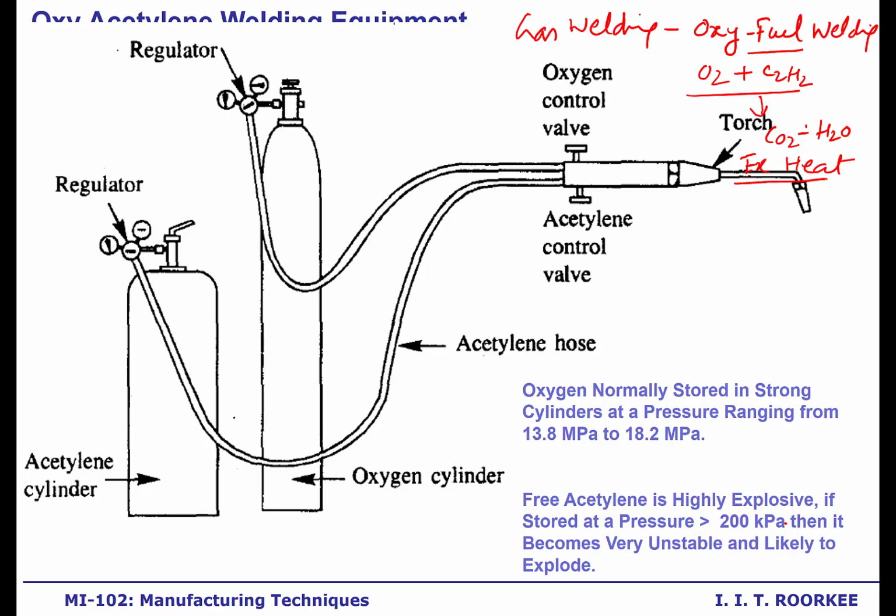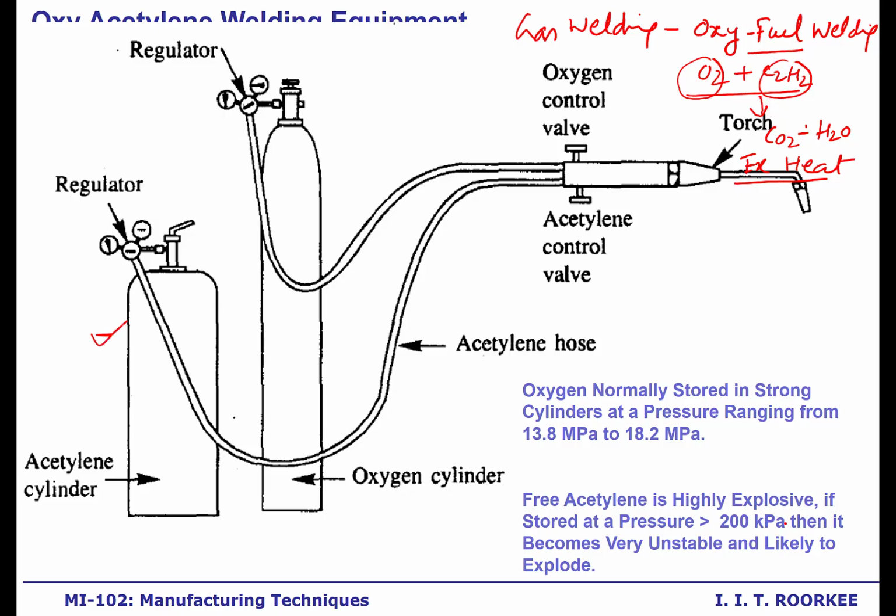This is the main thing, so that the faying surfaces of the plates to be joined can be connected through a metallurgical joint. So we need to supply oxygen and we need to supply acetylene to ensure that the combustion of these two can take place and a flame is produced.